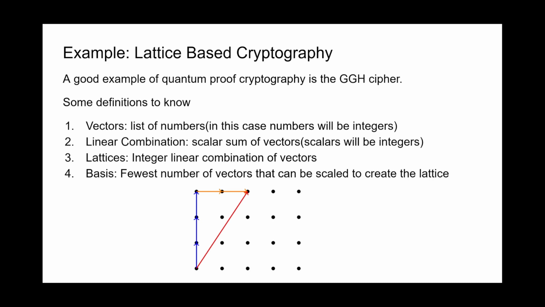So first, some definitions to know. Vectors are just going to be lists of numbers. Linear combinations are going to be where we scale and sum those vectors together. And then lattices are where we only use integer weights to combine the vectors. So we end up with these black dots spaced apart by the integer weights. And then a basis is the fewest number of vectors that can be scaled to create a lattice. For instance, the blue and orange lines would represent a basis for the lattice of black dots.